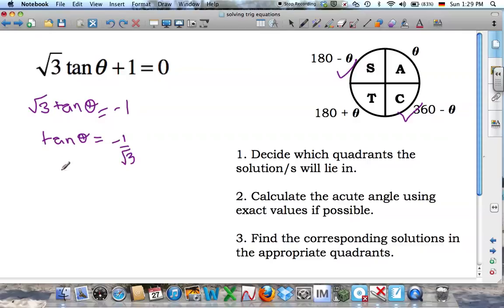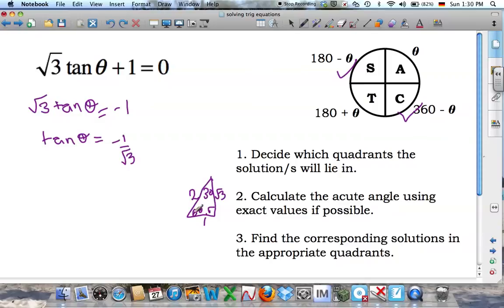Now we need to find the acute angle. So we now need to use our exact value triangles. Because I've got a root 3, I'm guessing that I'm going to have to use that triangle. And because it's root 3, that means it's my 60-30 triangle. And remember, that comes from an equilateral triangle of sides 2. And by Pythagoras, that's root 3.